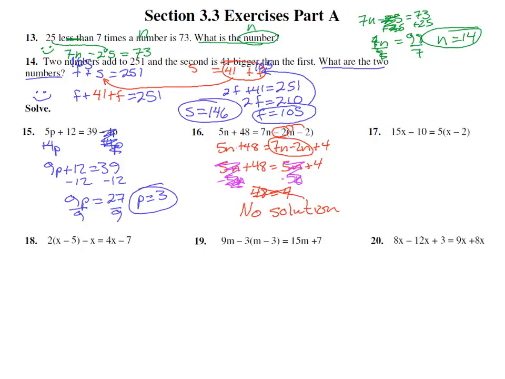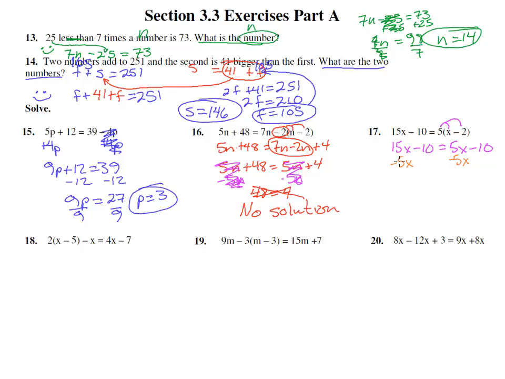Number 17, 15x minus 10 equals 5 parentheses x minus 2. Do we have fractions? Nope. We have parentheses though. Let's jump that in. Simplify this down. 15x minus 10 equals 5x minus 10. We've still got to get those x's together. So we've got to either get rid of the 15x or get rid of the 5x. Let's get rid of the 5x over there.